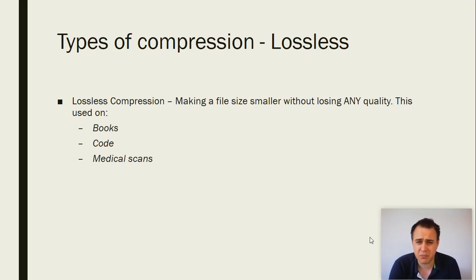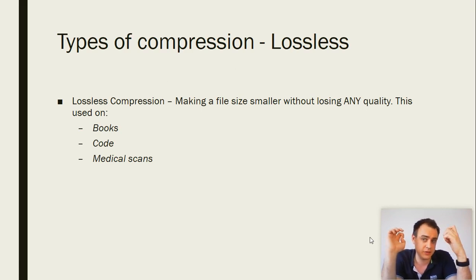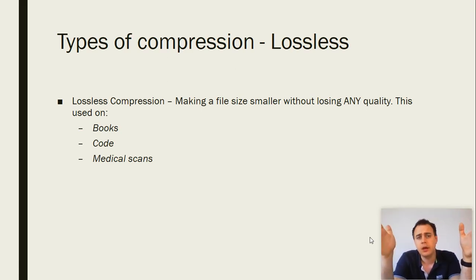And this is used on books, code, and medical scans, because in a medical scan, let's say you've got an image of an X-ray, you need that image to be perfect. You cannot lose any quality in that image. For instance, let's say you're looking for little white dots in the image, and because you've shortened it down, it removed those white dots, then you wouldn't have an accurate image. So you need medical scans to be the perfect image without losing any quality whatsoever.